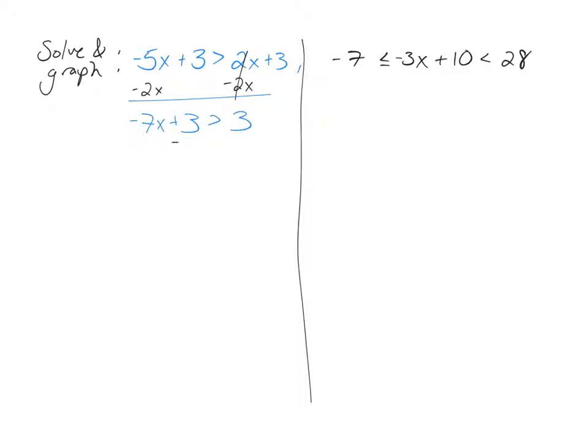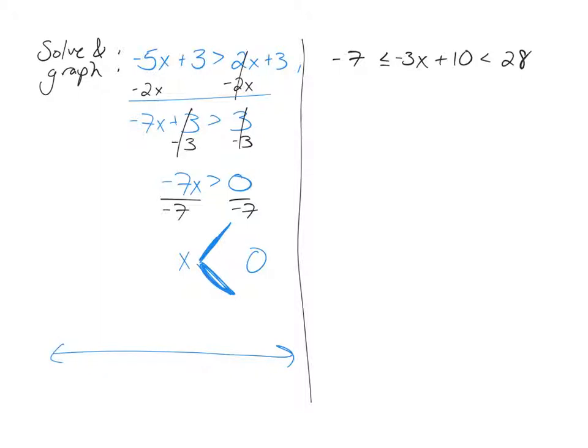Then to isolate the x term, I need to subtract 3 from both sides. That reduces, don't freak out, it's not a big deal, just 3 minus 3 is 0. But then to isolate, kind of like what we did in the last example, we have to divide by negative 7. So we will have x is less than 0. And if you want to graph that, it'll look something like this. It'll be open and going to the left.